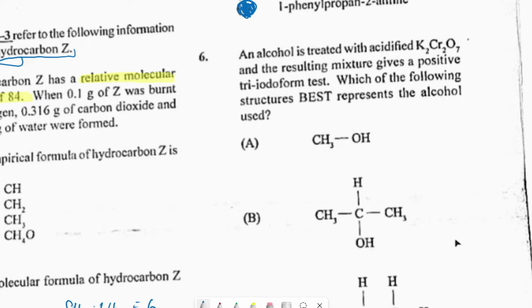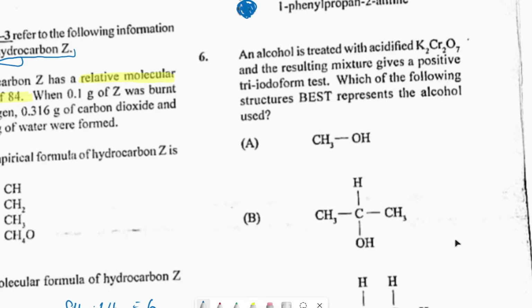Now an alcohol is treated with acidified potassium dichromate, that's K2Cr2O7, and the resulting mixture gives a positive triiodoform test. Since it's positive, you're looking for one of two things. First, ethanol. Ethanol is the only primary alcohol that would give a positive result with the triiodoform test. Second, you're looking for a secondary alcohol that has a methyl group attached to the carbon that is attached to the OH group.